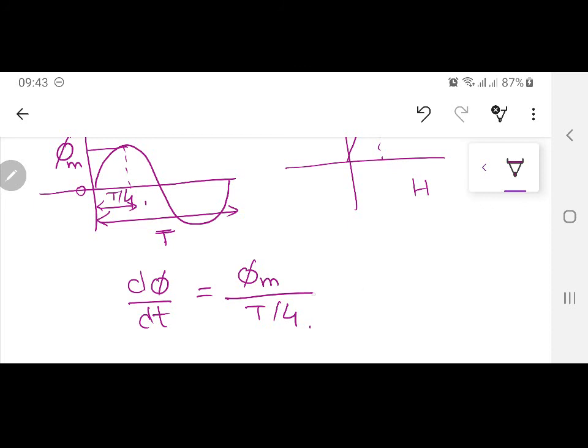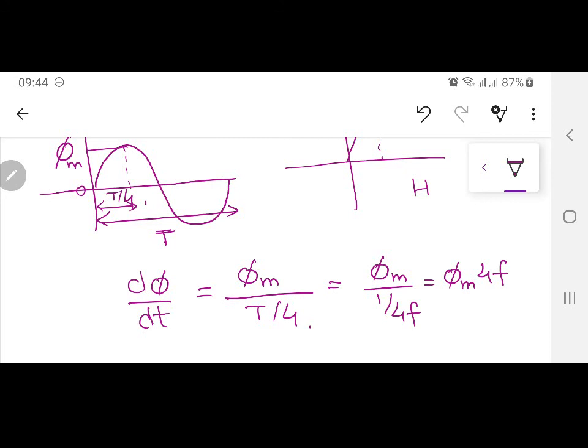So convert this T into frequency. This is phi m over 1 over 4f, because T is equal to 1 over f, time period and frequency. So N d phi by dt is equal to phi m divided by 1 over 4f, or you can write it as phi m into 4f. So d phi by dt is equal to phi m, the maximum value of flux, into 4f.